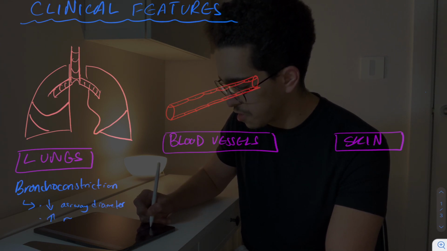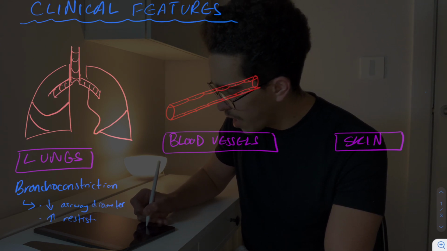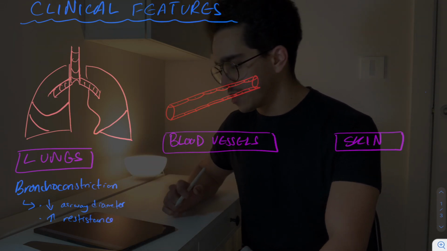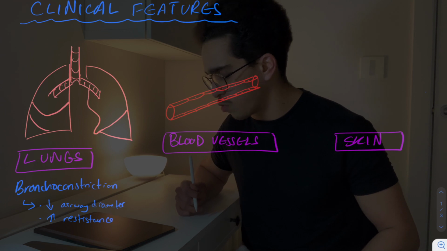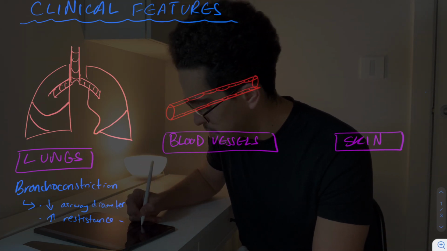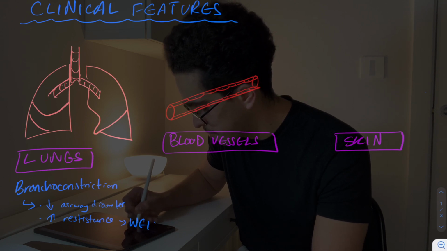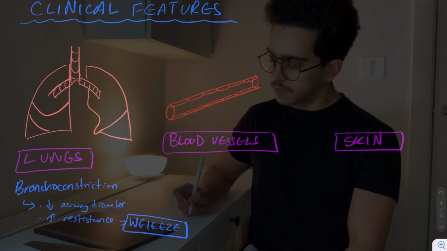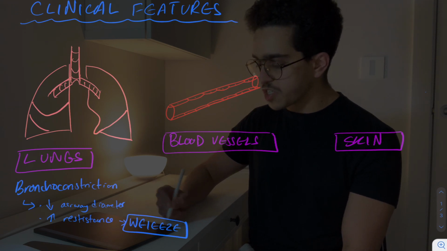There's increased resistance. You know what happens when there's increased resistance in the airways? When you auscultate the lungs, when you hear the sounds of the lungs, what are you going to hear when there's increased resistance? You're going to hear wheezing of the lungs. Okay? So there's increased resistance.